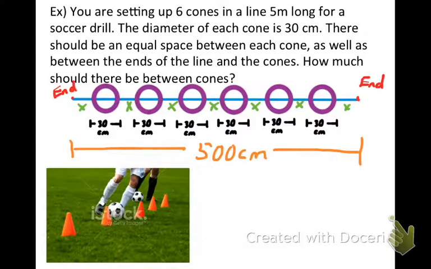Now what we need to be able to do is turn what we see on that diagram into an equation. And an equation is a total distance equation. We would say that the total distance between the 2 endpoints is going to be equal to the total diameters of the cones plus the total distance between the cones. All right? And so let's try to make an equation with that. We know that the total distance is 500 centimeters.